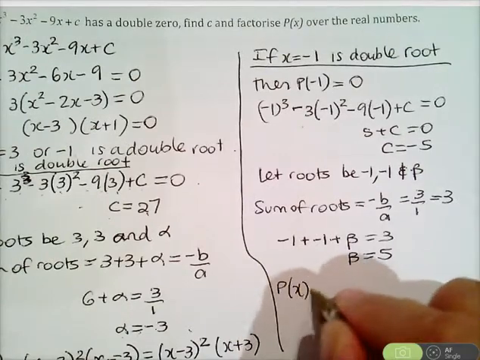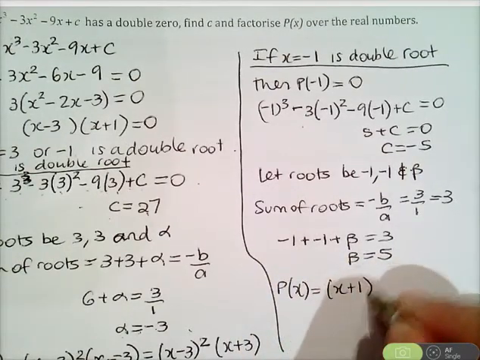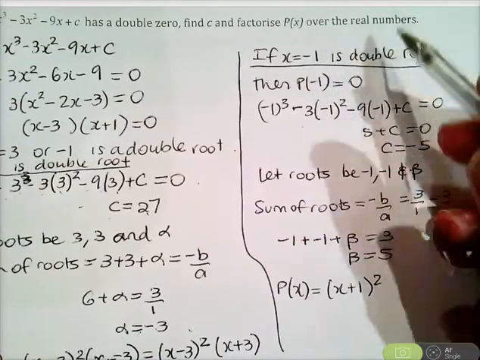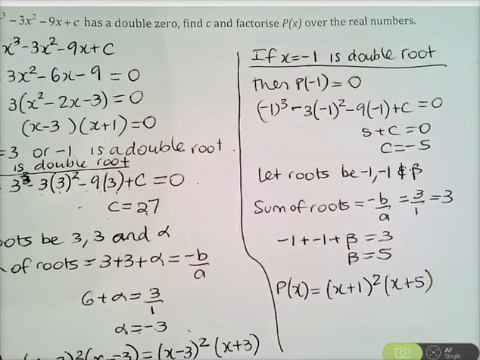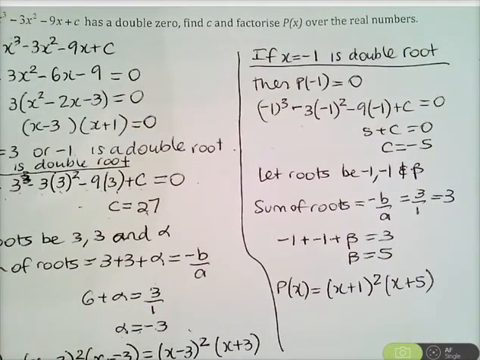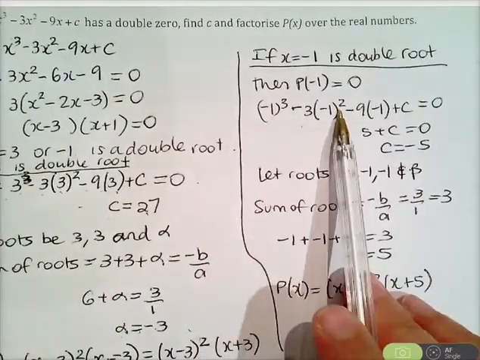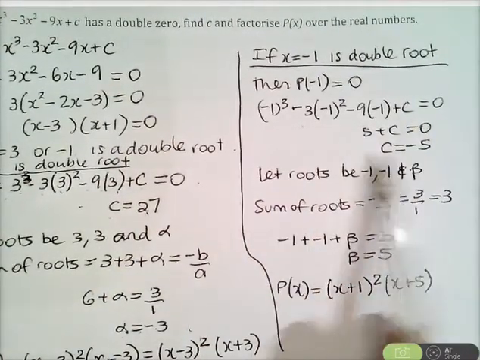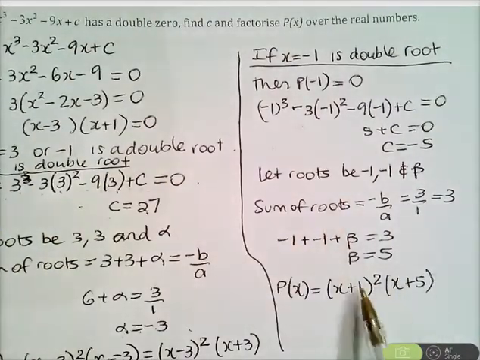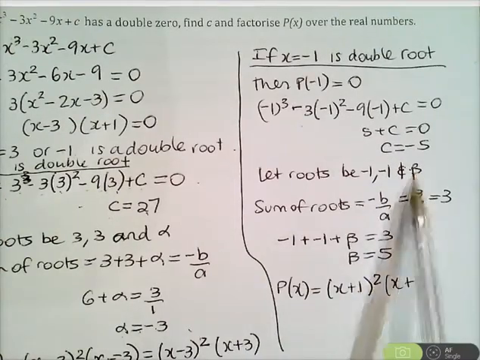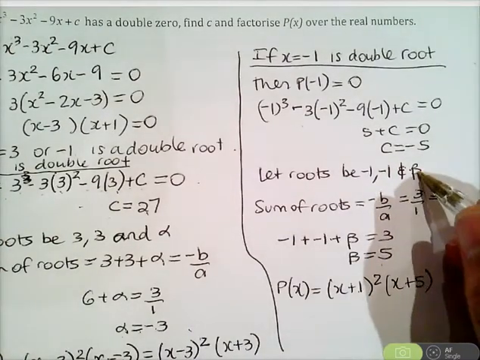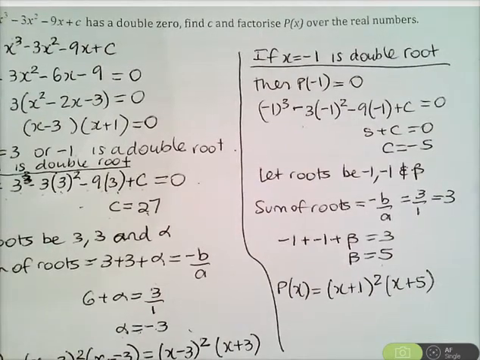And so therefore your polynomial in x is x plus 1 squared, because if x minus 1 is the double root, it's x minus negative 1 squared times x plus 5. All right. So notice you couldn't do it by inspection. We had to do this substitution in here to get that c is negative 5. I suppose we could have put c in then and worked it out by inspection. Or you can do it like this, the sum of the roots, and work out what that additional root is, beta. All right, that's the end of that example.